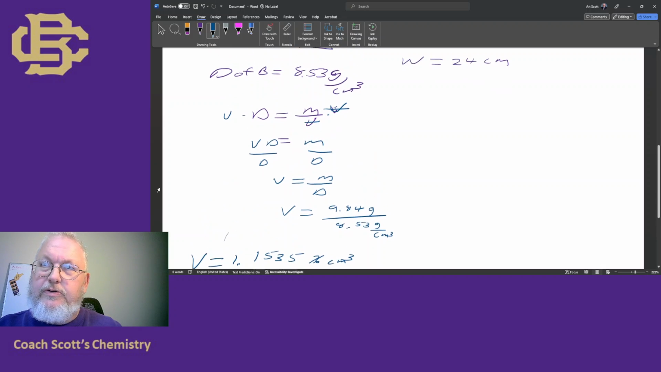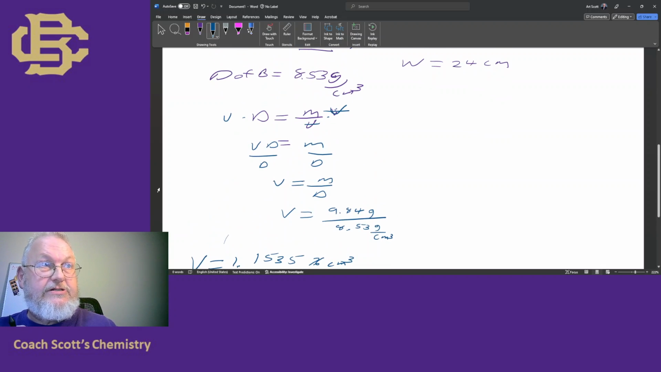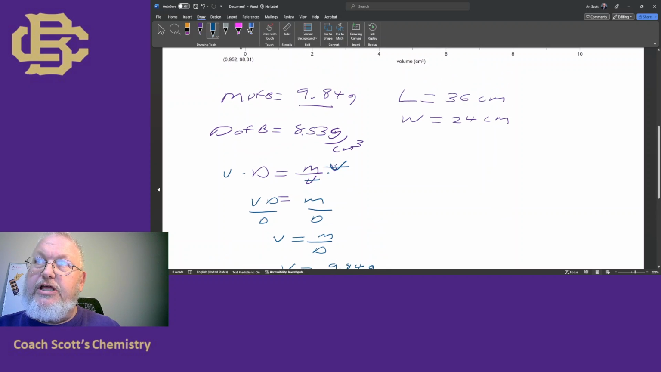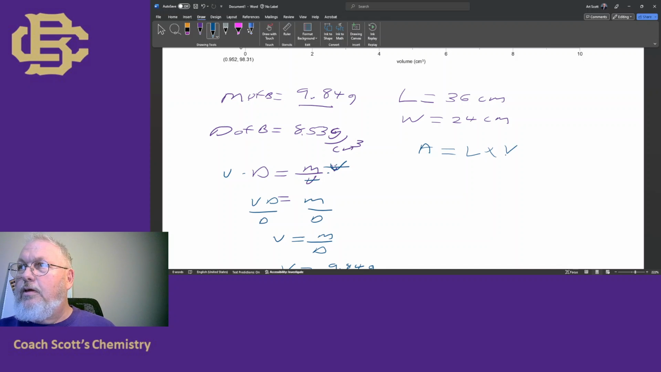Now I need to next calculate the thickness. So I've got a thin sheet. I look over here and I know that area is length times width. So I got length, I got width. So what's my area? 36 times 24, I get 864 square centimeters.